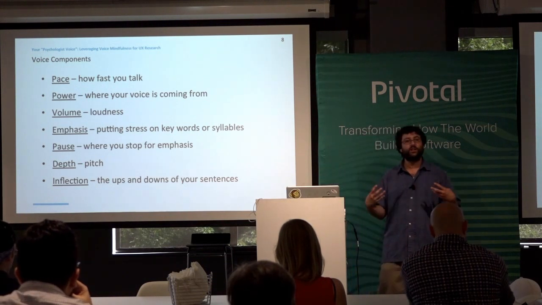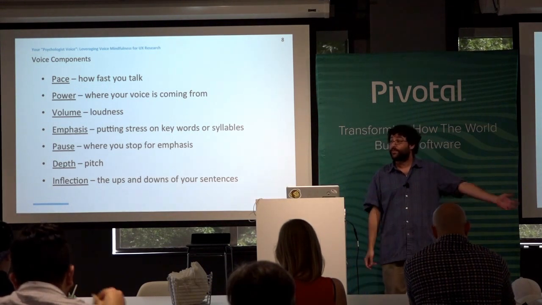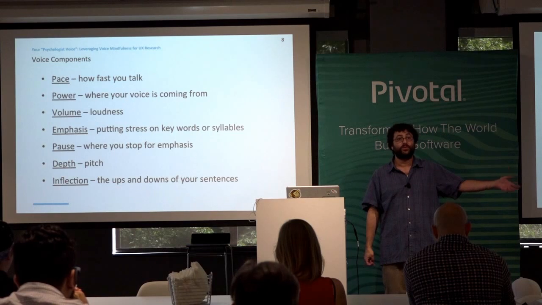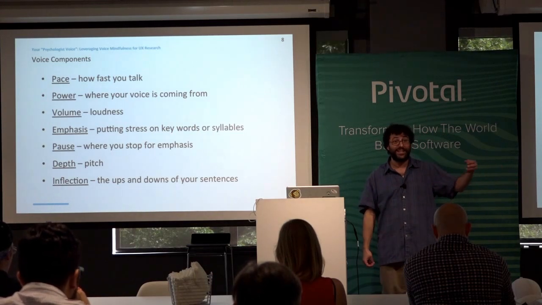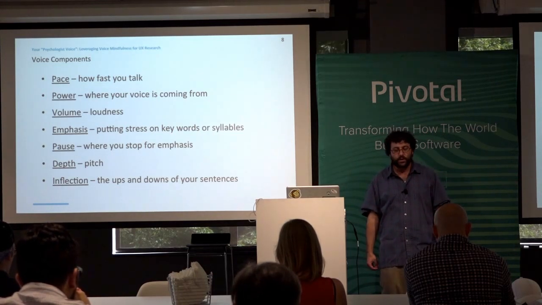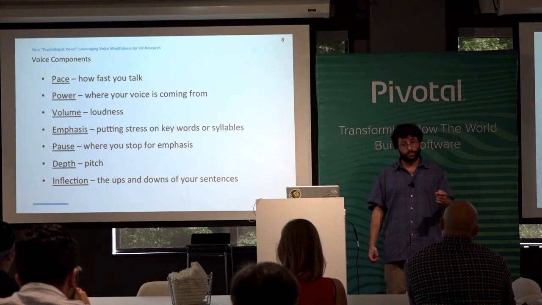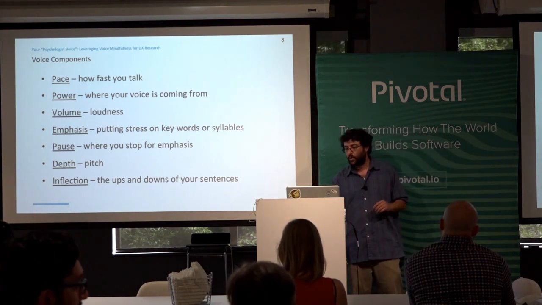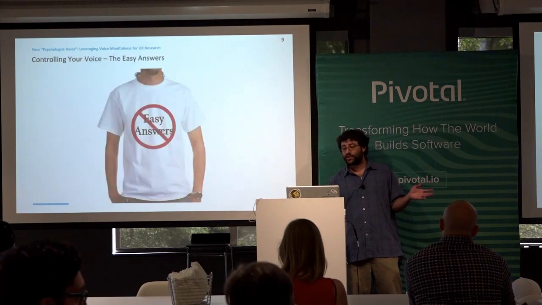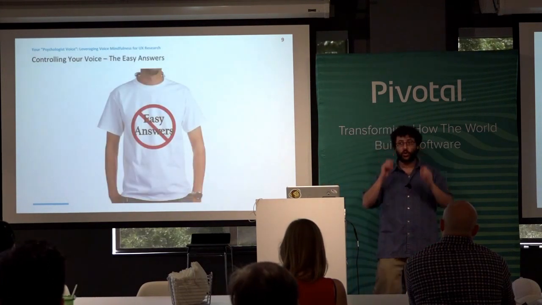No one wants to hear someone talking monotone, because they're going to fall asleep. Again, we want people to be engaged and interested. So if you're talking monotone in a very soft voice, they're not going to be engaged. So always have that inflection. But of course, there are no easy answers to controlling your voice.